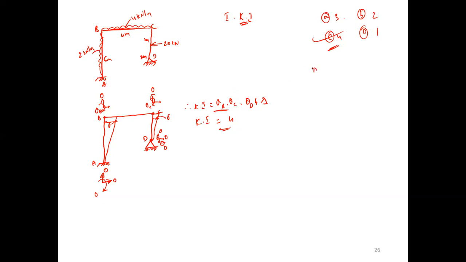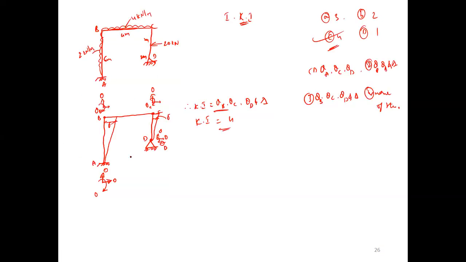They can give in an MCQ question: what are the kinematic indeterminacies? First option: theta A, theta C, theta D. Second option: theta A, theta B, delta. Third option: theta B, theta C, theta D and delta. Fourth option: none of these or any other combination. In that case you have to identify these and go for the proper answer.